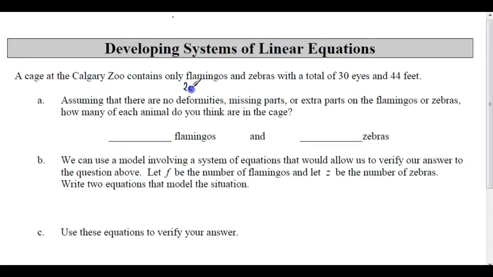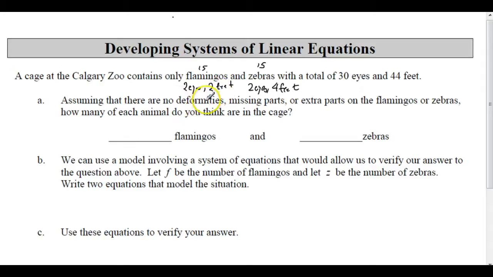We know that flamingos have 2 eyes and 2 feet, and zebras have 2 eyes and 4 feet. So if there are 30 eyes, then there could be 15 flamingos and no zebras, or 15 zebras and no flamingos. Really, that means there's a total of 15 flamingos and zebras, which will give us the 30 eyes. And we need some way to figure out the 44 feet, and we know that zebras come with 4 feet and flamingos only 2.